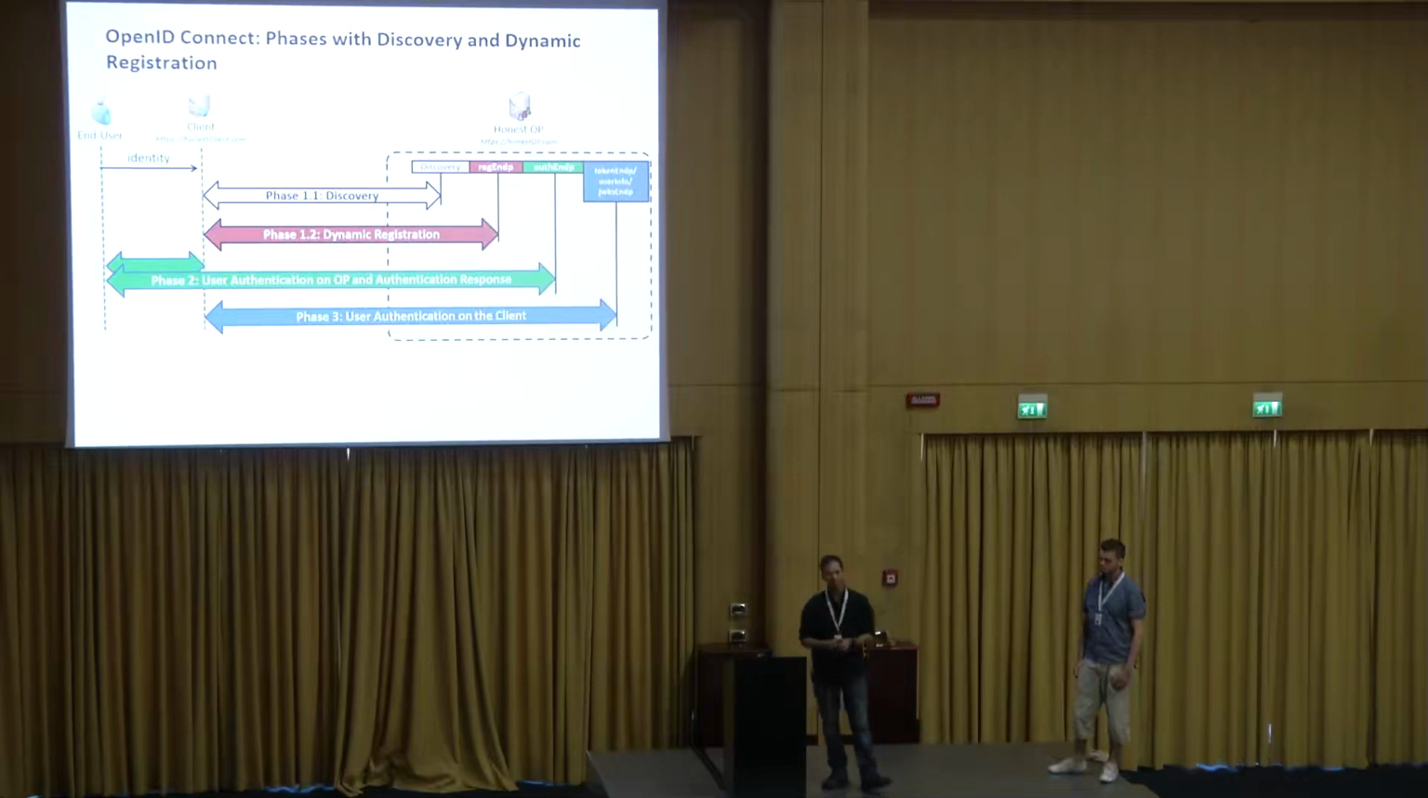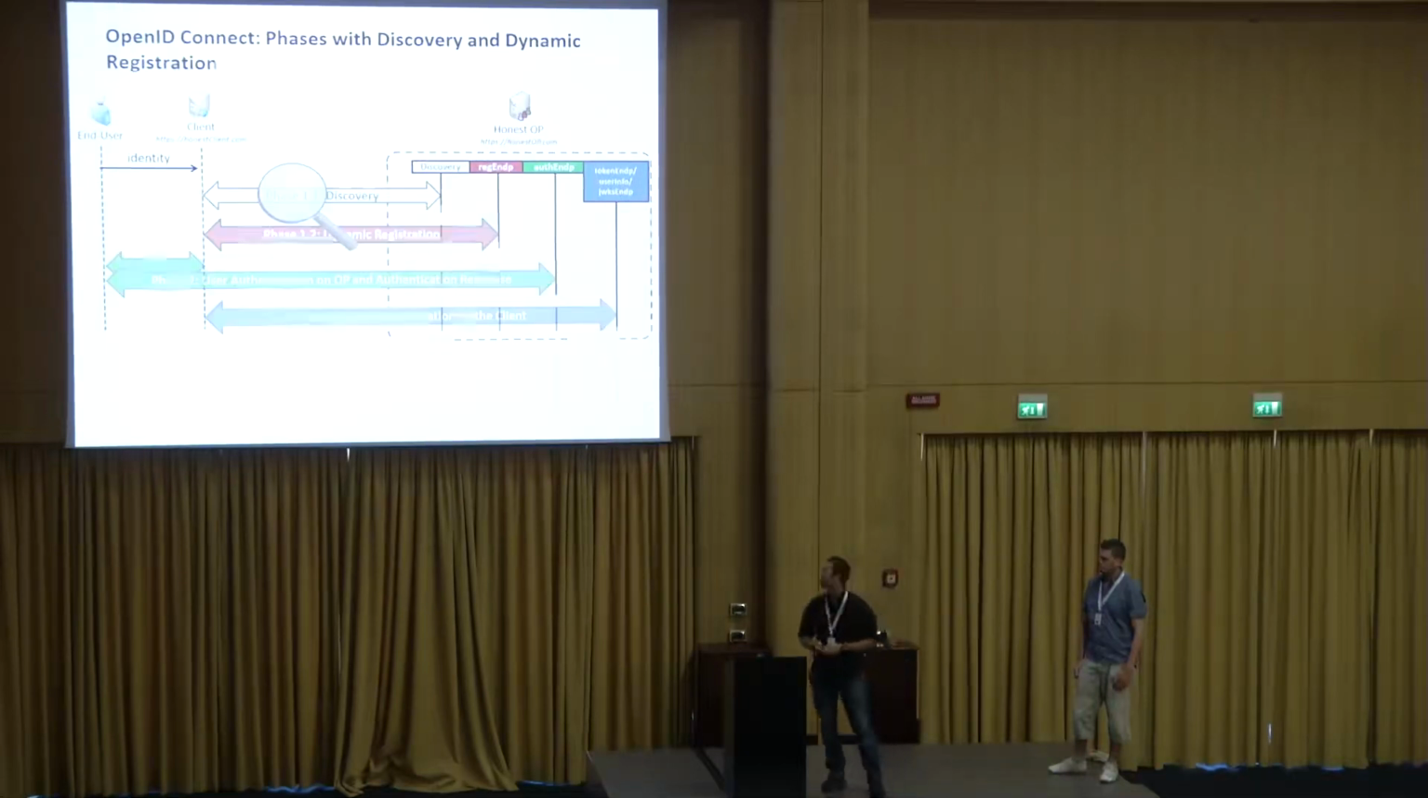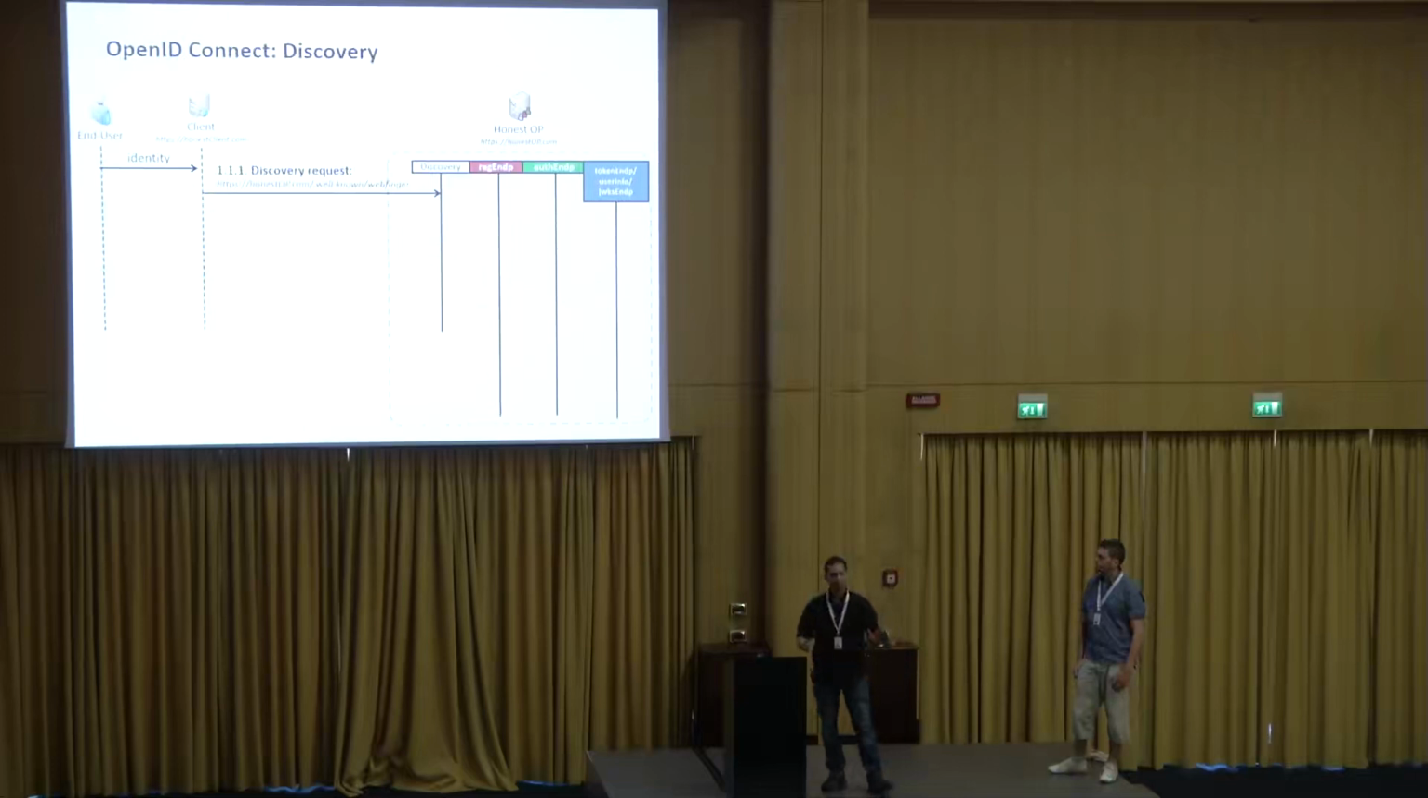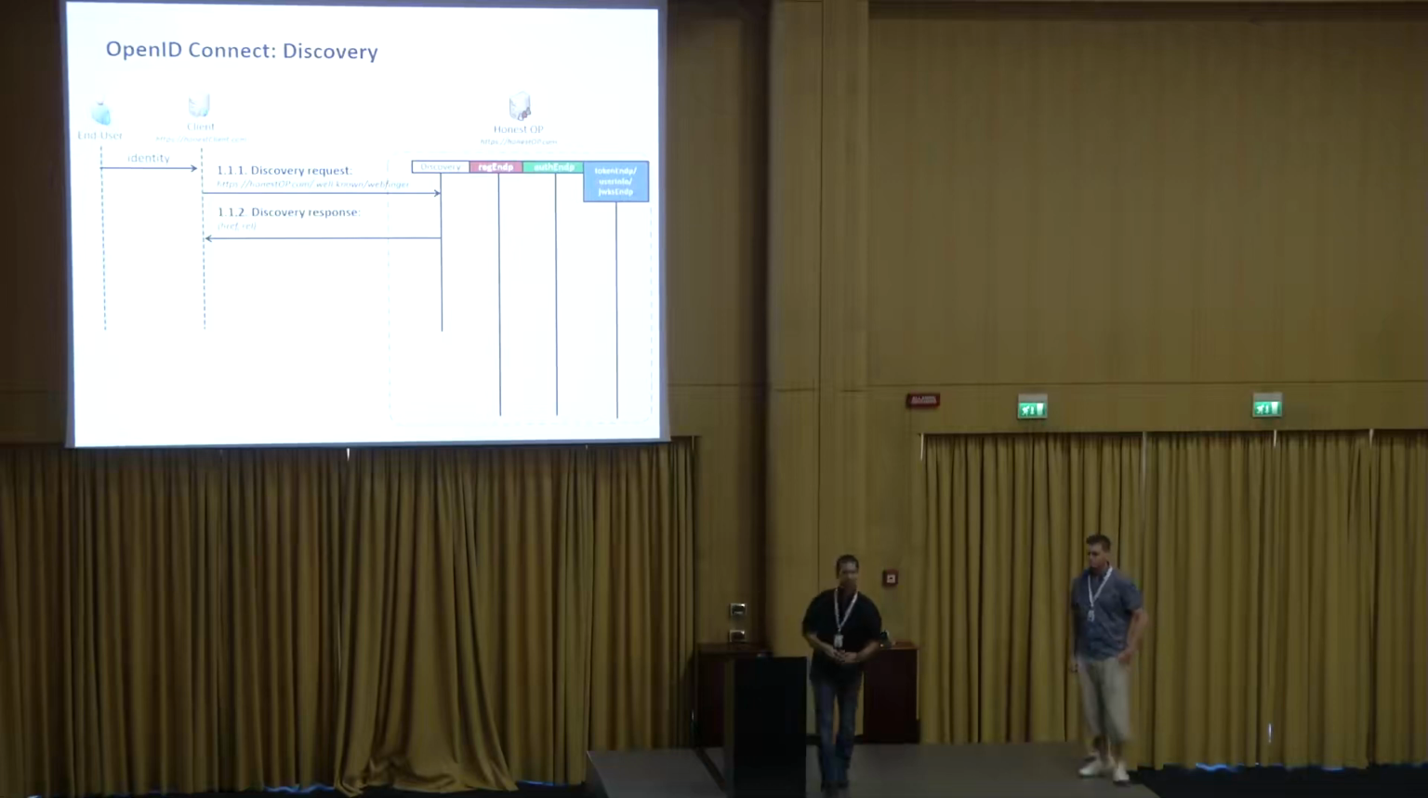But we asked ourselves, what about the first 2 phases? Can we use this stuff for attacks? And the answer is yes. But in order to understand attacks, we will take a look at the discovery. In the first request, based on the extracted domain, we call a URL. And as a response, we receive another URL. This is this href parameter. This is the URL where the further information about the OpenID Connect provider is stored.